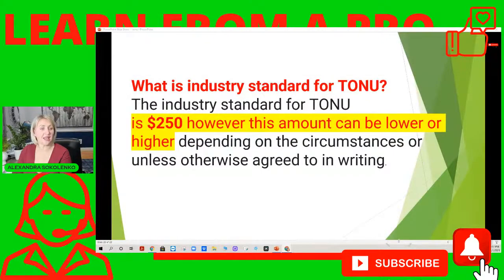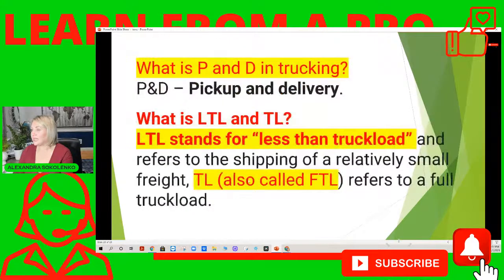We already said 150 to 250. Lately, it's been 250. It used to be 150 for a long time. Let's think about this. Another thing that some of the new dispatchers do not understand. What is P&D? Well, P&D, this is pickup and delivery. What is LTL and TL? Well, LTL, that means less than truckload or partial, right? And TL means it's a full truckload.